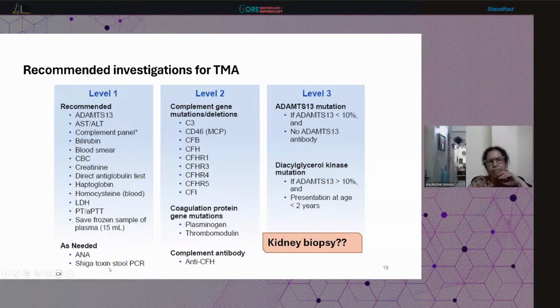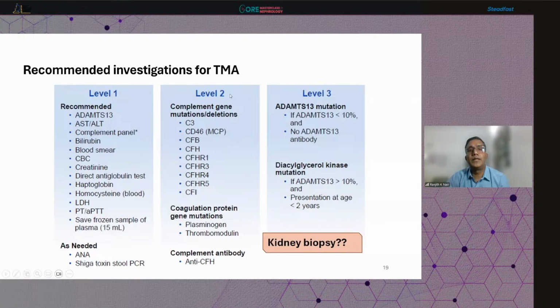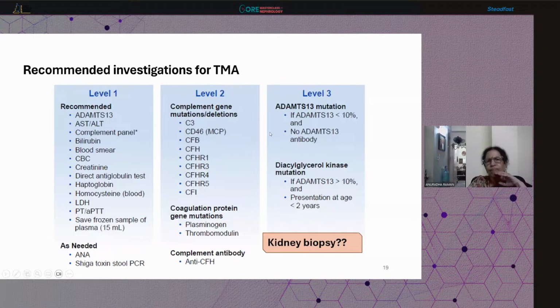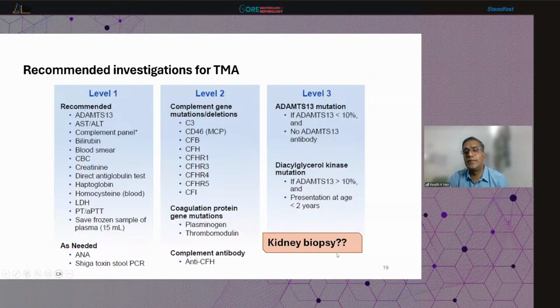ANA and Shiga toxin PCR. Everything has been done. At level 2, all the complement mediated mutations and deletions have been looked for. This, of course, has not been done. And as asked very rightly, was the complement antibody done? That was not done. They have gone ahead and done even level 3, where ADAMTS13 levels have been proven to be more than 40%. And of course, the DGKE mutation, if the presentation is less than 2 years of age, and hence that was not done. Kidney biopsy was done.